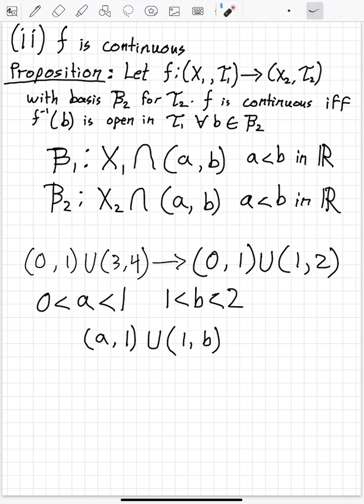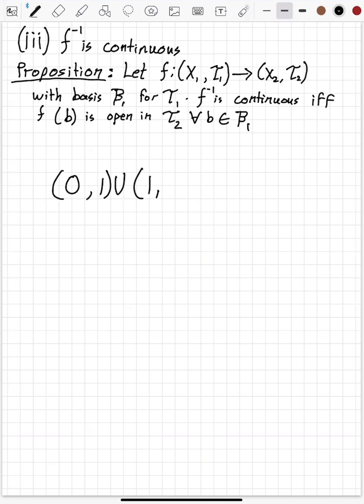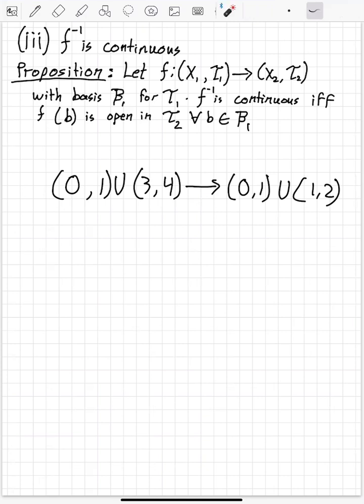beta 1 consists of the intersection of x1 with any open interval in R. It's the collection of all those sets (a, b) in R with x1. Then we have, so that is x1, and this is x2. So yeah, f is mapping x1 onto x2. Then when we consider our basis for tau 1, when we consider beta 1, and we look at what elements of beta 1 would look like, it would be the intersection of this with any open interval in R.